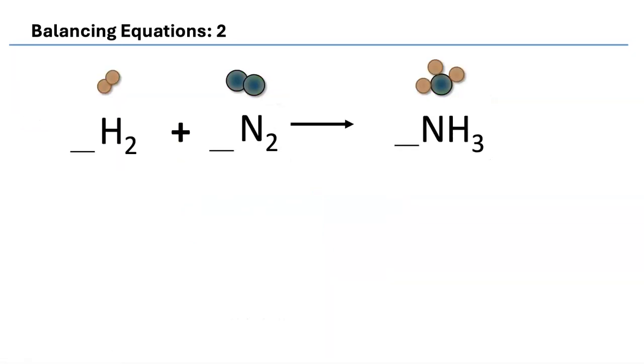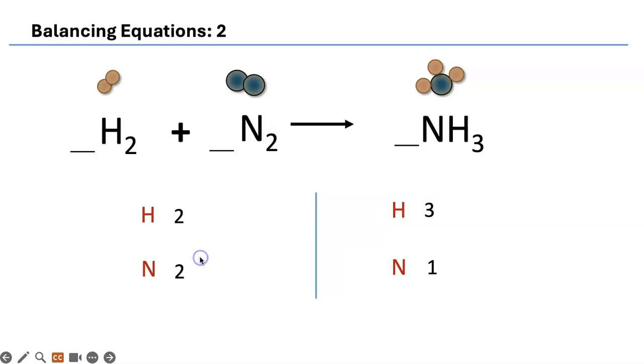So let's look at this problem. Hydrogen gas and nitrogen gas produce ammonia gas. So this is definitely not balanced. We have hydrogen and nitrogen, and 2 hydrogens here and 3 hydrogens on this side, and then 2 nitrogens and 1 nitrogen on this side. You can balance anything when you begin, like anyone.